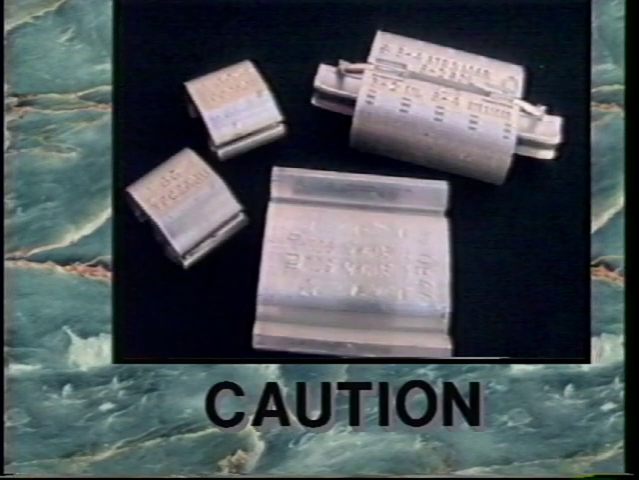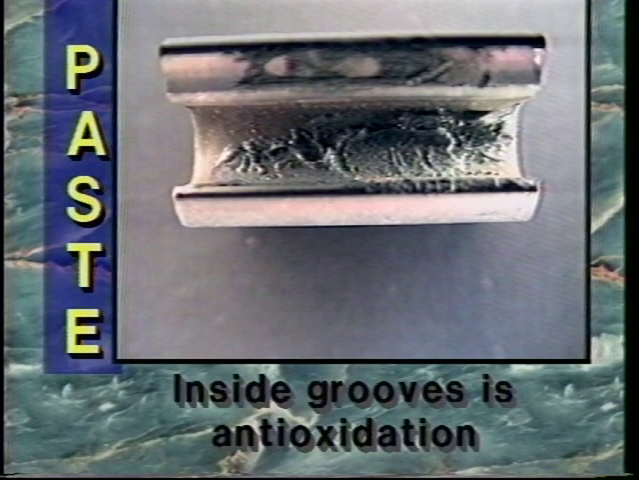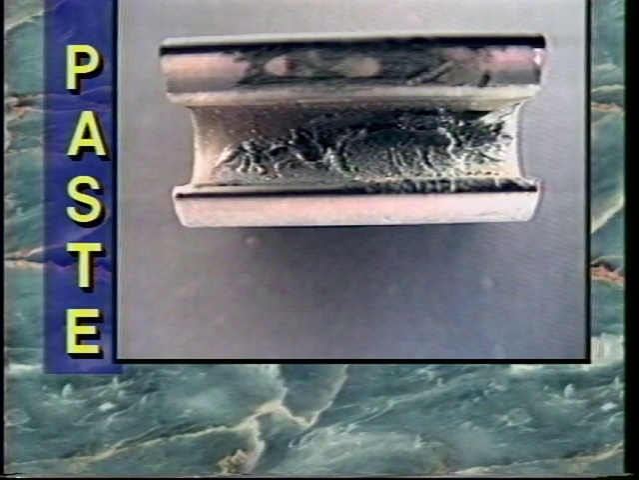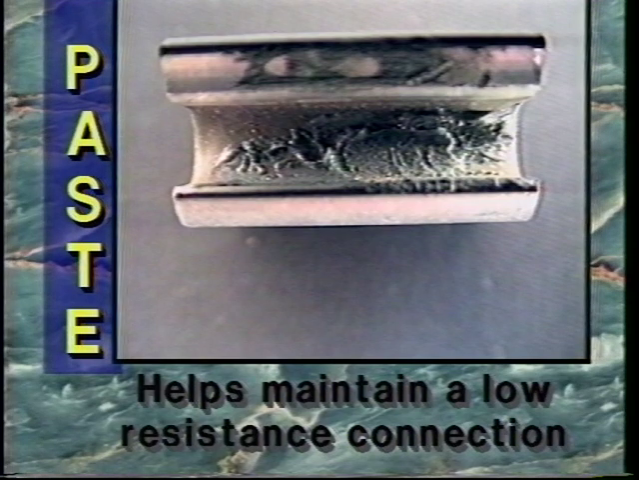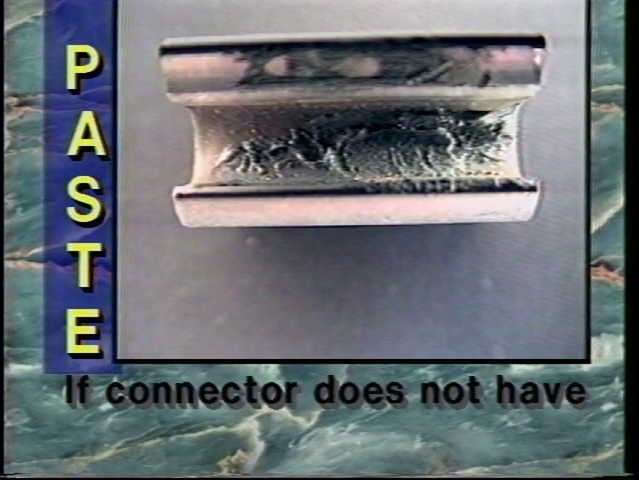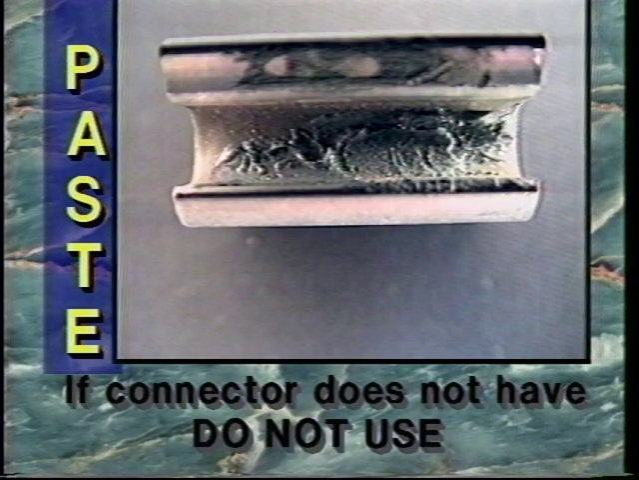Caution: Do not attempt to determine connector size visually. Always read the data on the connector. Connector tolerances are precise, and incorrect connector selection will result in premature failure of the fitting. Inside the grooves of a connector is anti-oxidation paste. This is present to inhibit the oxidation of the joint after the connector has been installed. This paste helps maintain a low-resistance connection. If the connector does not have anti-oxidation paste in the grooves, do not use it.